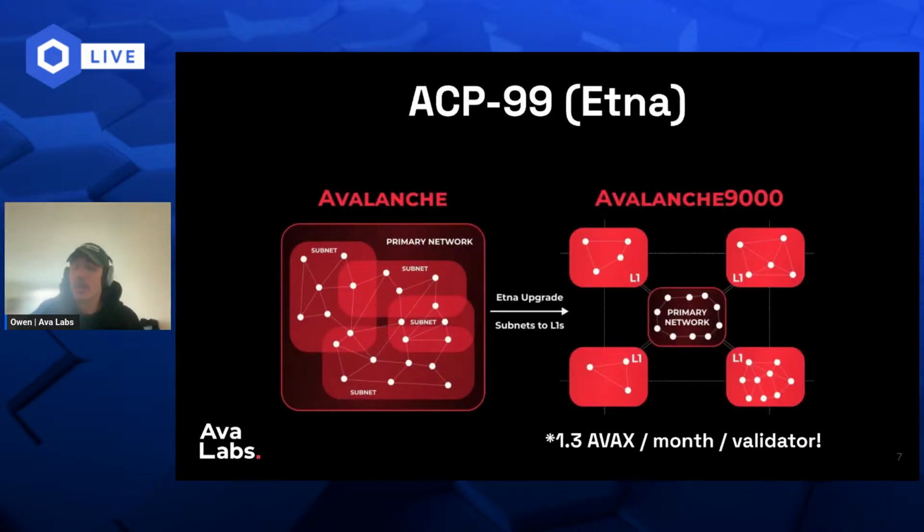And so a big upgrade that we did in December was ACP 99, also known as the Etna upgrade, also known as Avalanche 9000. And this moved the subnet model to a legacy model, I guess you could say. So instead of Avalanche only having subnets, we now allow for any sovereign validator set to come in and register with the primary network. And you may be asking, why would I want a sovereign validator set to register for the primary network? There's a few different reasons.